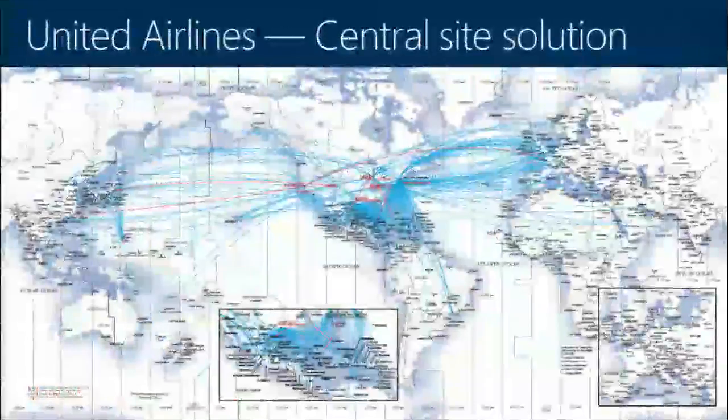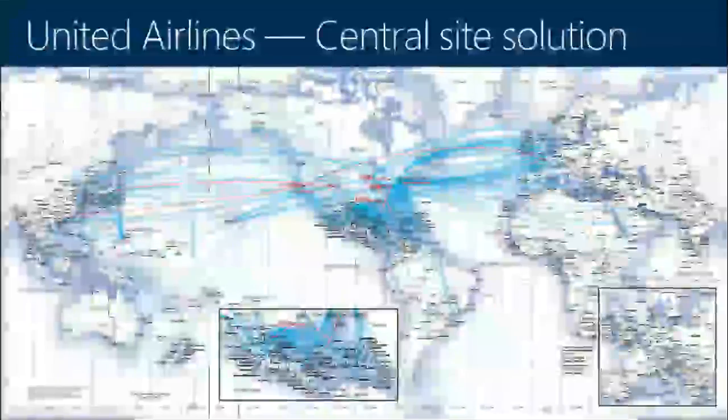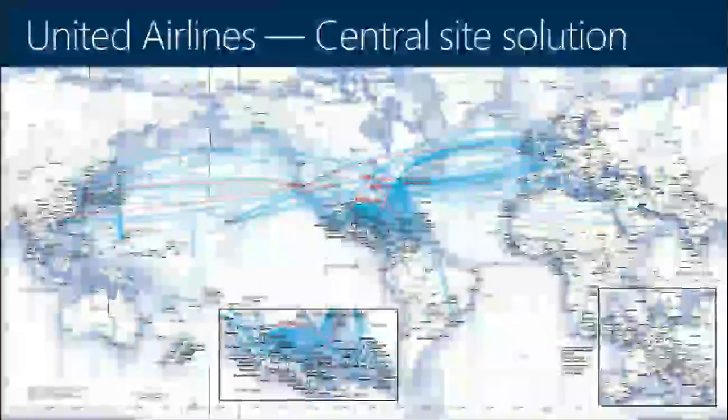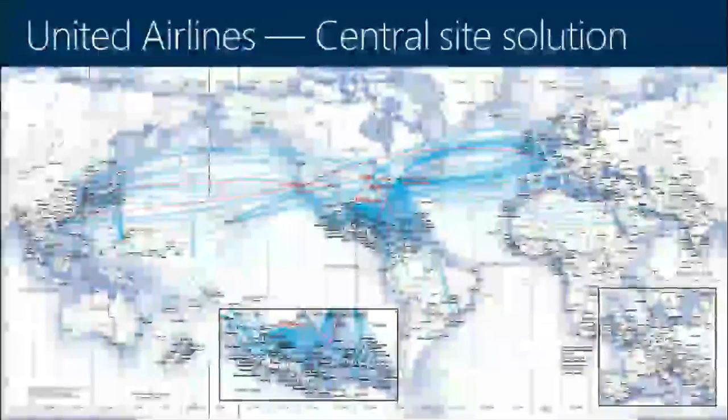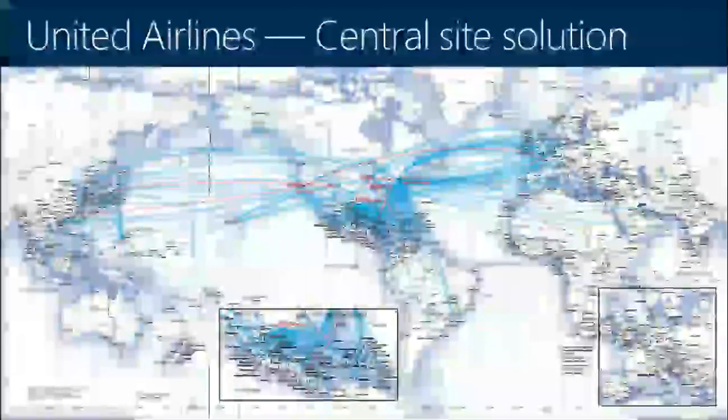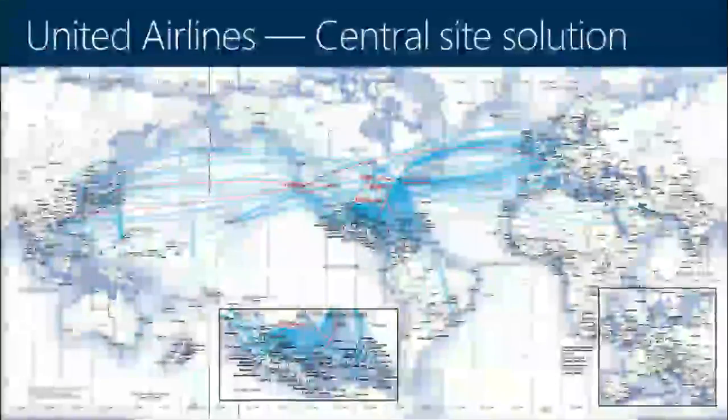This is the United Airlines route map, and I love this picture because at the end of each one of these routes are United Airlines employees connecting to SharePoint, doing the tasks that they need to do. And United Airlines is feeling really good about deploying their farm in a central location. You might be able to guess where that is based on the map, but they're feeling good about this. In fact, this is their model for 2010 as well.